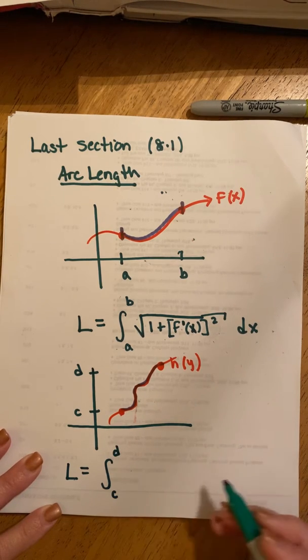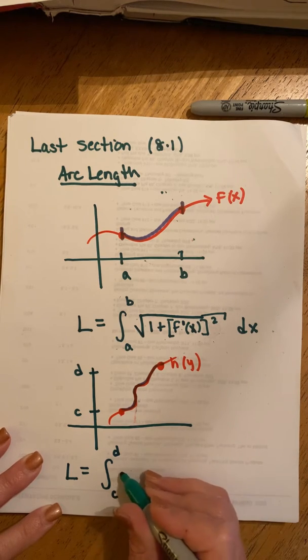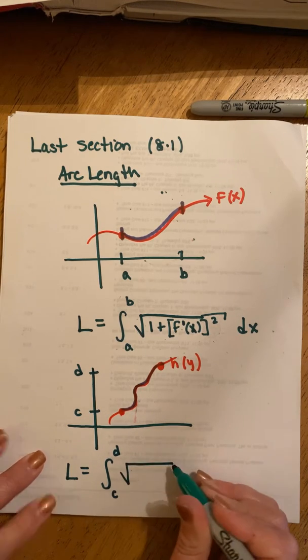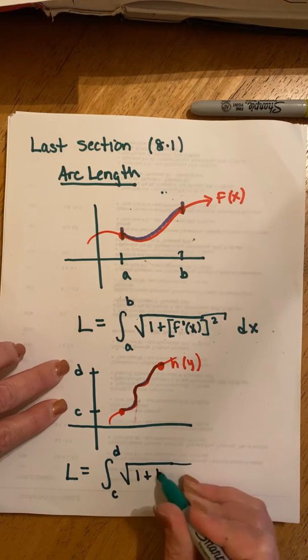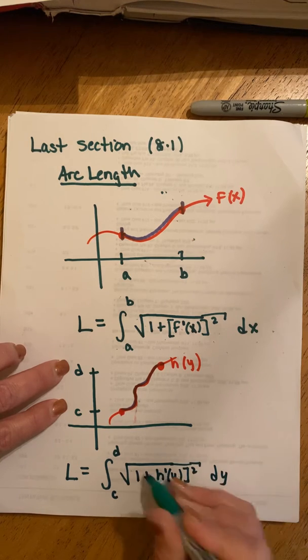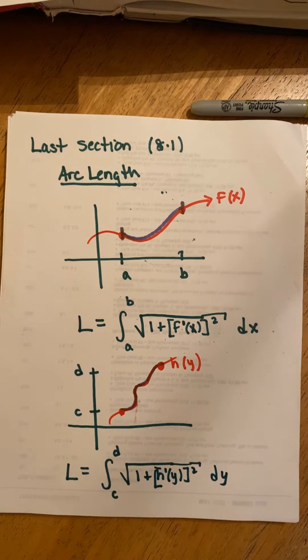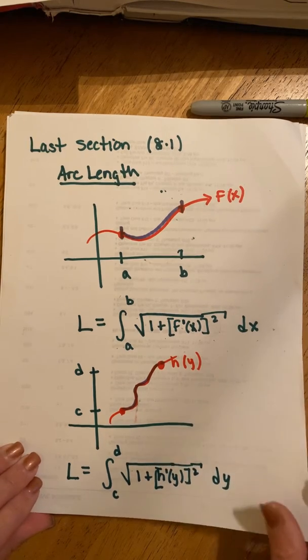We would just solve the function to get x as a function of y, and we would integrate from c to d, our integration limits on the y-axis. And this time it would just be 1 plus h prime of y squared, dy. Right, and that's what we talked about last time. So hopefully you're working on those problems and making some progress.